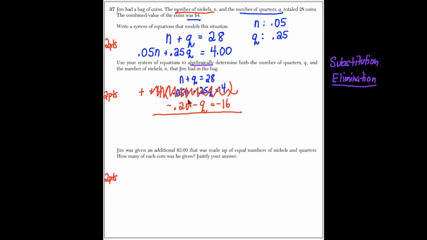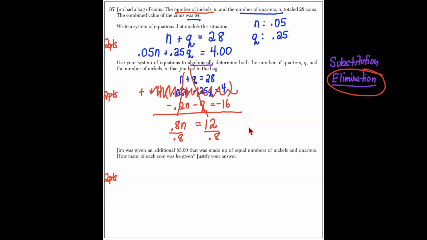Okay. What happens here is I've got n minus 0.2n. Okay. So that's going to be 0.8n, positive q, and negative q get eliminated, right? That's what I wanted as I was shooting for that elimination method. Okay. Perfect. On the right-hand side, I've got 28 plus a -16. So that's going to be 12. Now, last step is divide both sides by 0.8.